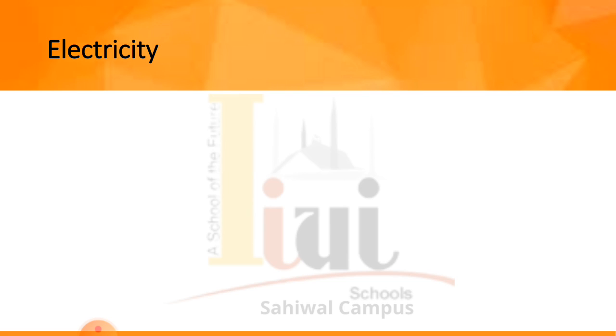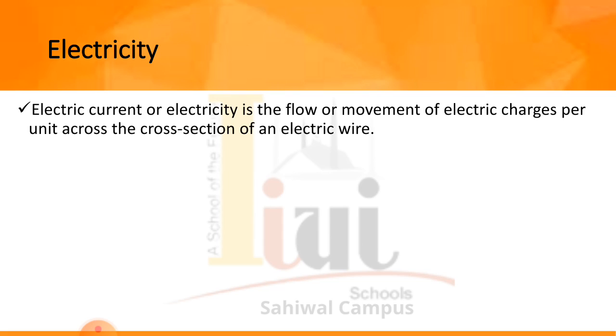The topic that we are going to discuss today is electricity. Electric current or electricity is the flow or movement of the electric charges per unit across the cross section of an electric wire. So we can define electricity if we take up the example of an electric wire. So electricity is basically the flow or the movement of the electric charges, that are negative charges or the electrons, that move per unit across the cross section of an electric wire.